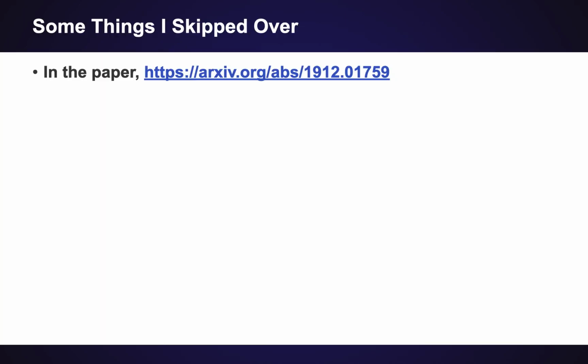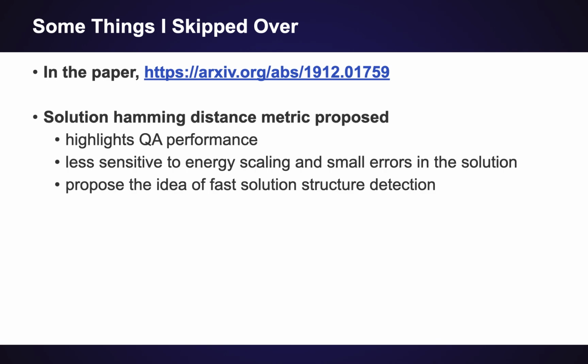There are some things in the technical report that I skipped over. One of those is the proposal of solution Hamming distance as an interesting metric. We think this is a very valuable metric because it highlights the quantum annealing performance. It's less sensitive to energy scalings and small errors in the solution, which are common in an analog setting. And that's really where the idea of fast solution structure detection comes from. We observe very similar plots to the runtime plots, but in terms of Hamming distance. So you could use quantum annealing to find a reasonable initial assignment to your problem that you can then polish with a classical solver after the fact.